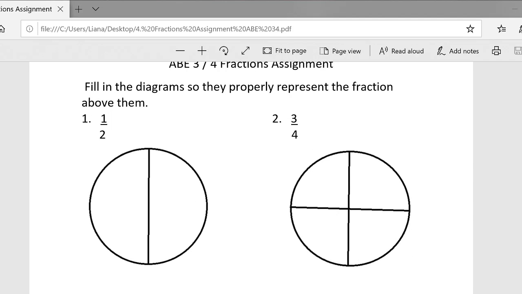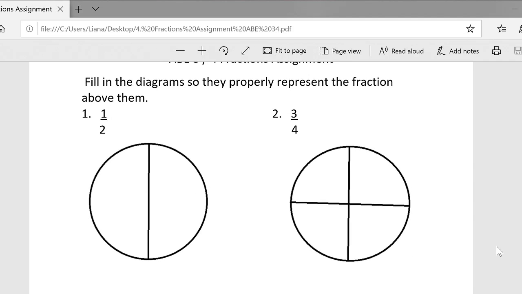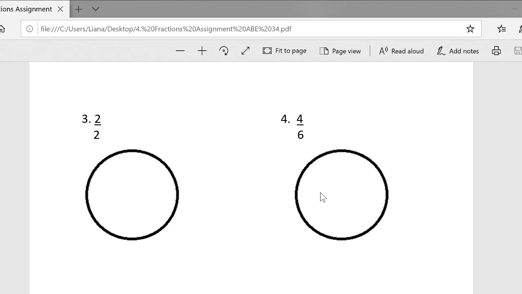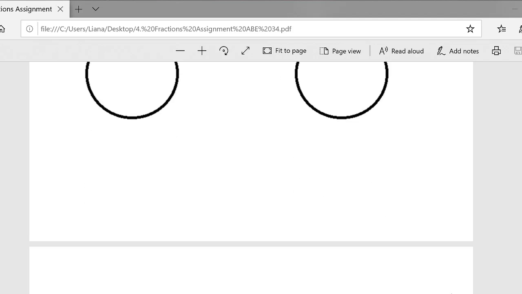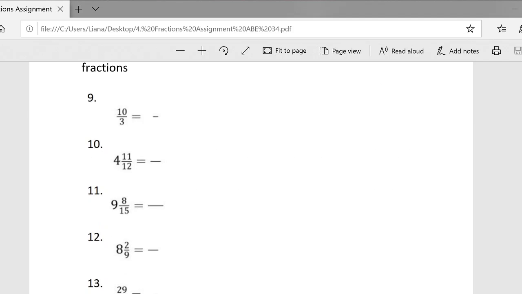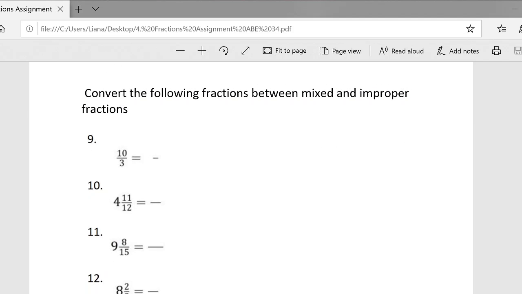It's just shading in shapes to represent the fractions, right? So this one here, you want to shade in 3/4 of your shape. You obviously would just color in 3 sections there and leave 1 blank. Something like that. These 2 here, you have to divide them into sections yourself and then do the same thing. These questions are making fractions from the shapes. Now you're given the shape and you need to write the fraction, right?